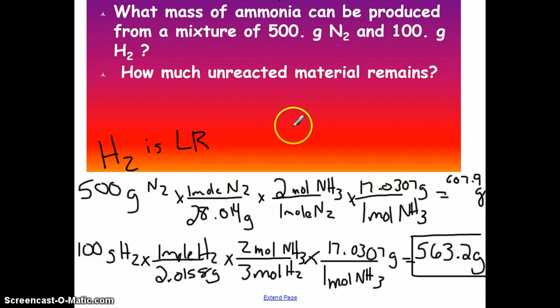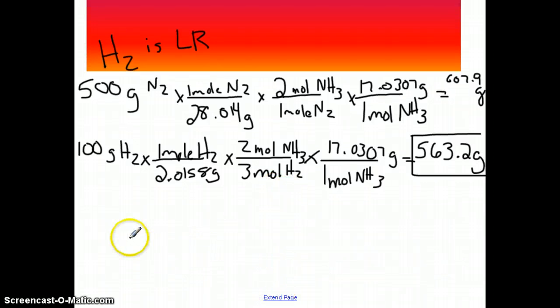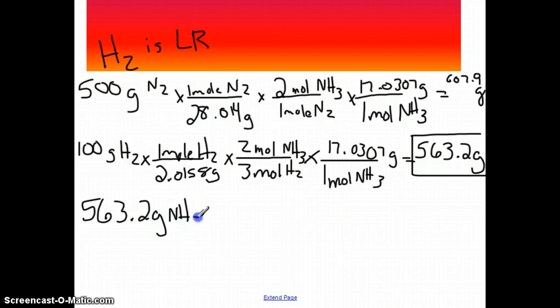Okay, now it wants to know how much unreacted material remains. To calculate unreacted material, you want to take the total amount that you've produced, and this is NH3 right here, and we're going to convert it back to the excess reactant, because we want to figure out how much excess reactant we have left over. Our excess reactant was N2, so we're going to calculate this back to N2. Again, we're going to need molar mass on bottom.